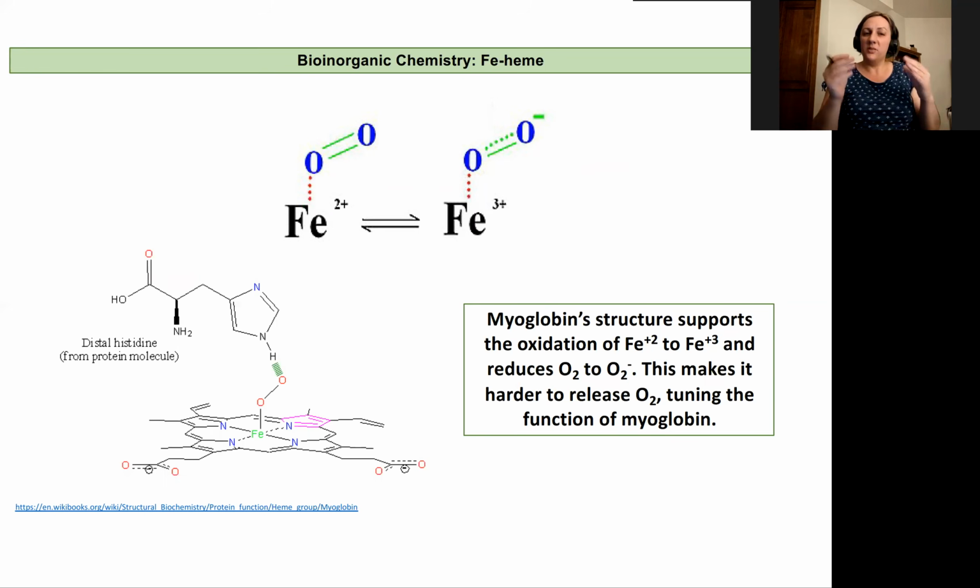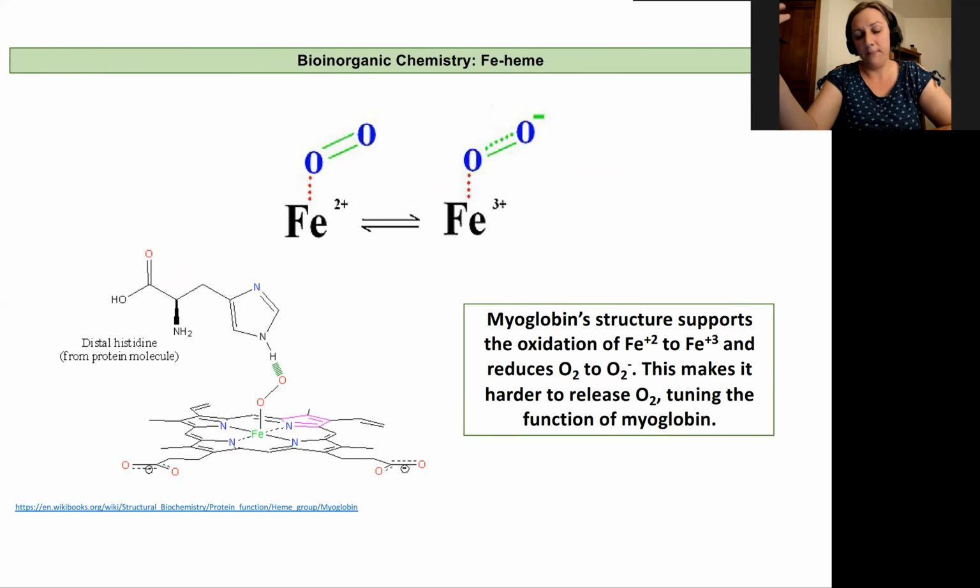And now I want to switch gears and look at myoglobin and look at one of the differences between myoglobin and hemoglobin and how it's binding oxygen, because it's doing the same thing. It has a porphyrin structure. It has an iron 2, and it's binding oxygen, but for some reason, it doesn't release it as easily in the same way.